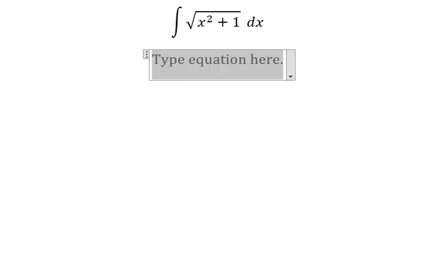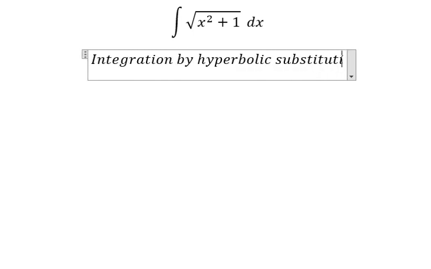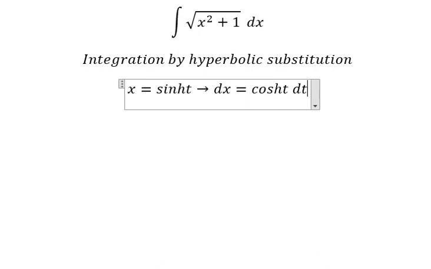We need to use integration by hyperbolic substitution. So I will put s equals sinh t. Then we need to take the derivative of both sides, and we have ds equals cosh t dt.